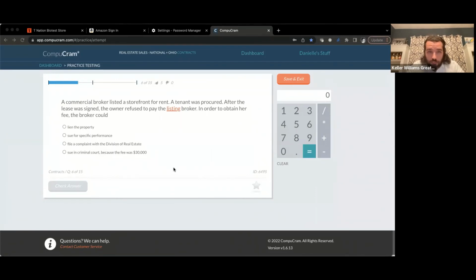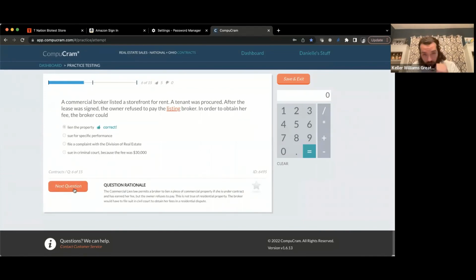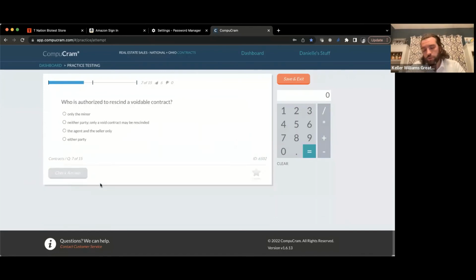It's like we're between A and B. The A's have it, and that is correct. In commercial real estate, the commercial lien law is what applies. So you're not suing for specific performance since the transaction is closed. You're liening that property until commission is paid. Only in commercial. You don't do that in residential because the title company is going to navigate all of that.